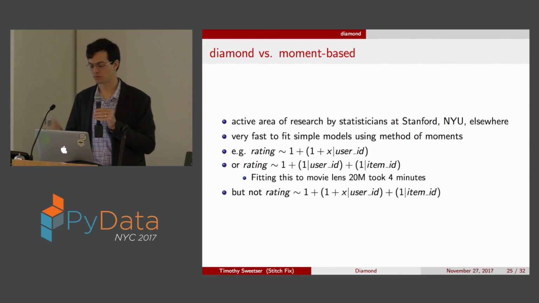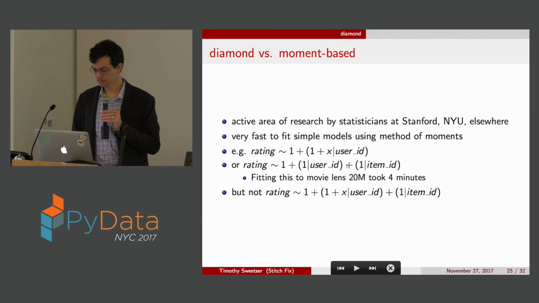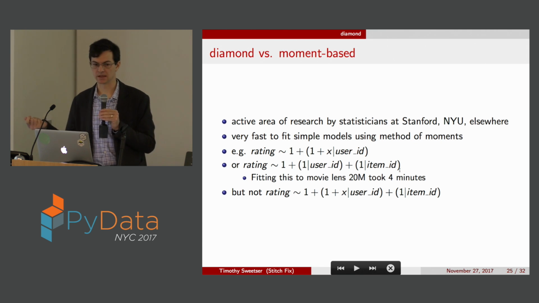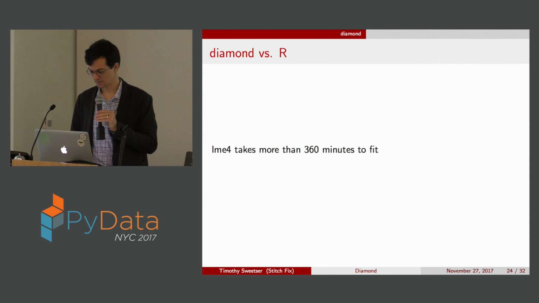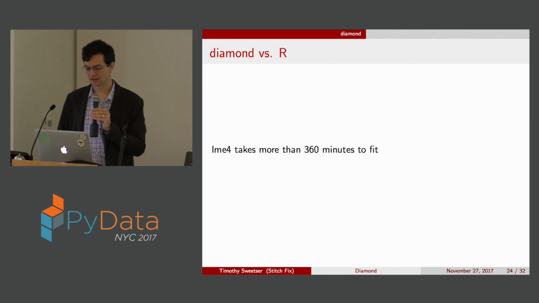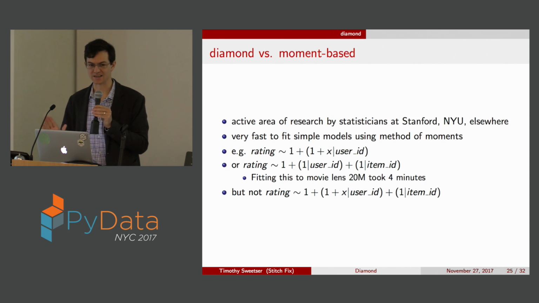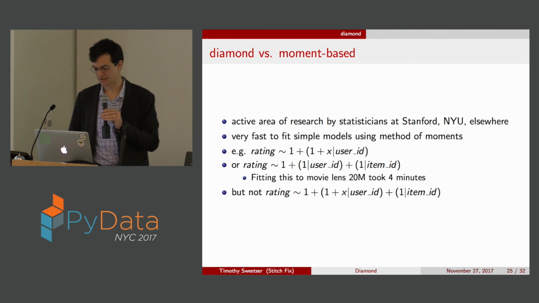But to give you some idea of the performance, I fit this model on the 20 million MovieLens data, and it took 4 minutes. So I'm not sure exactly what my patience is, but it's less than 6 hours, and 4 minutes is adequate. That's fast enough for me.